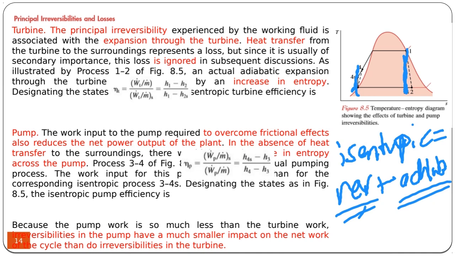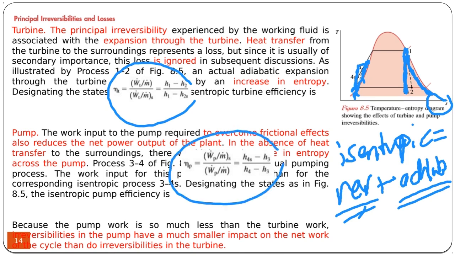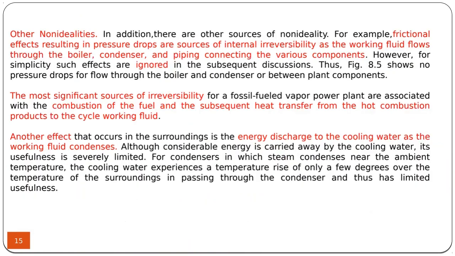But normally, if they are not isentropic, this expansion can be such that entropy increases, or this compression can be such that entropy also increases. So by using this concept, you can define the isentropic turbine efficiency and isentropic pump efficiency. They may be in the vicinity of 80 or 90%, 85%, 75%.